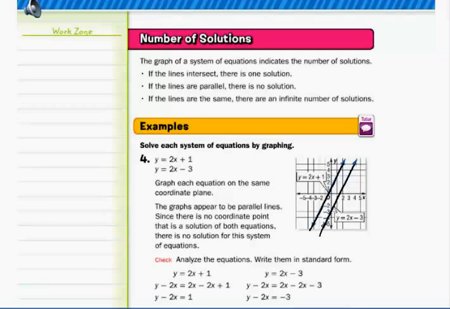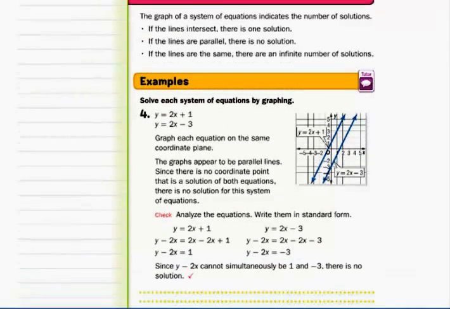No solution. Now, even if I didn't graph these, there should be something right here about this equation that jumps out at you. They are parallel, means they're the same distance apart, means they have to have the same slope. And they do. They both have a 2x. So anytime you see that they both have the same slope, it is going to be a no solution because they are parallel.